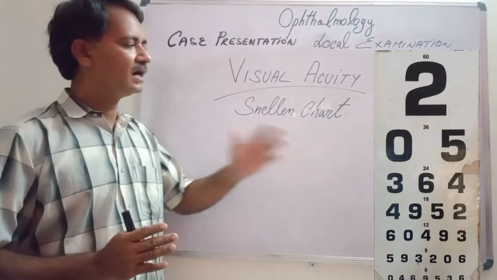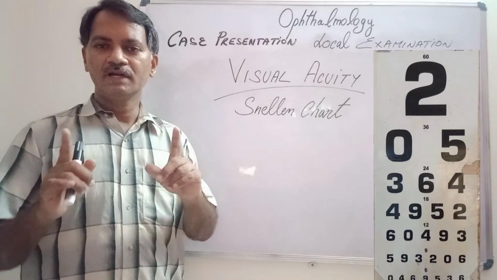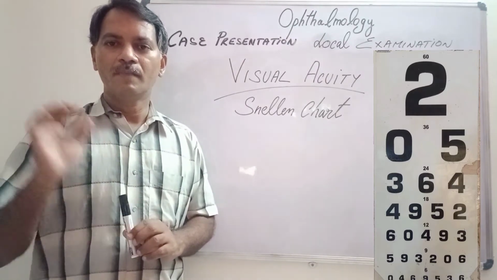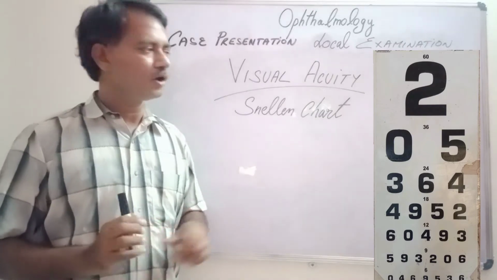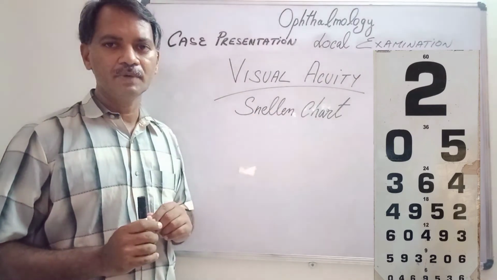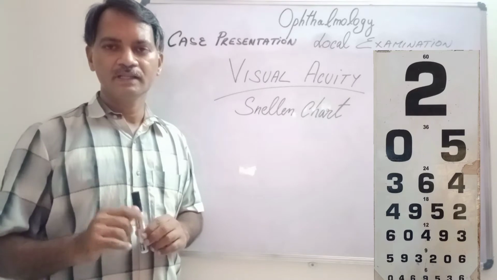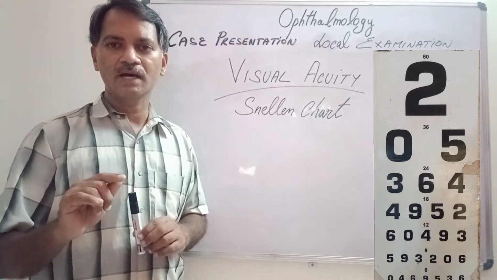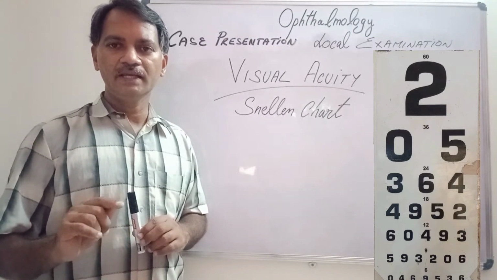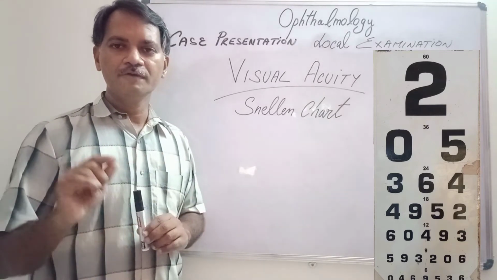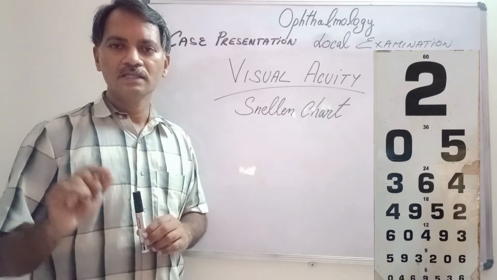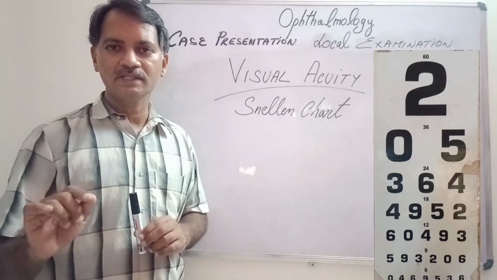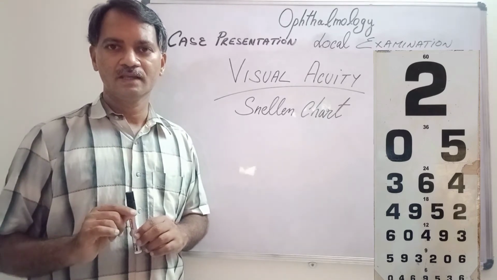The Snellen's chart has 7 lines. Each of the lines is marked by a number. The topmost line has a number marked as 60. The next line is marked as 36. Third line is marked as 24. Fourth line is marked as 18. Fifth line is marked as 12. Sixth line is marked as 9. Last line or the seventh line is marked as 6.